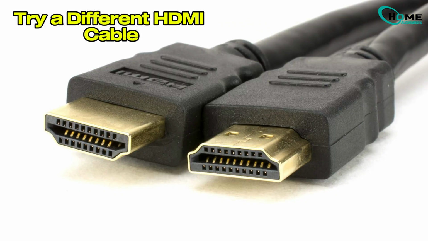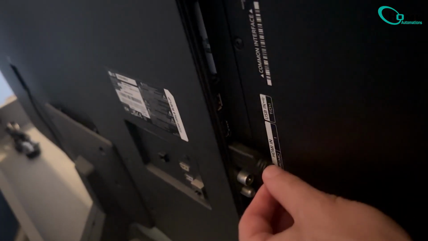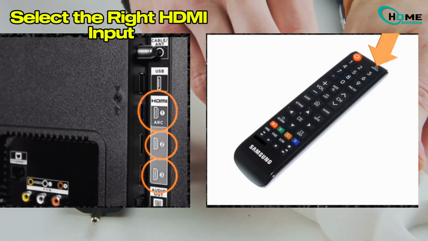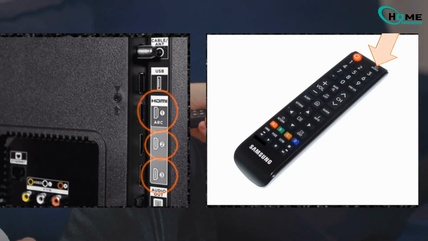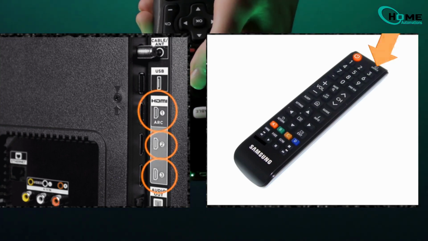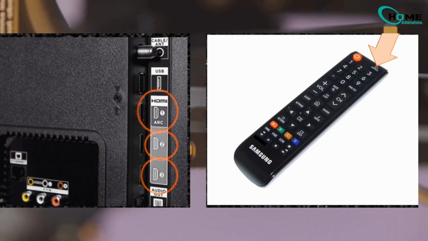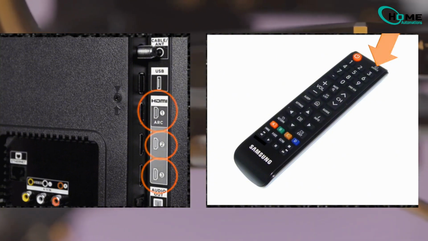If that doesn't work, grab a spare HDMI cable if you've got one. Even if your current cable looks perfect, sometimes it's hiding a secret problem. Swap it out and see if that brings your picture back. Now don't forget about your input source. Grab your Samsung remote, hit the source or input button, and scroll through until you see the right HDMI port number. Make sure it matches where your device is plugged in. No shame, we've all mixed those up before.